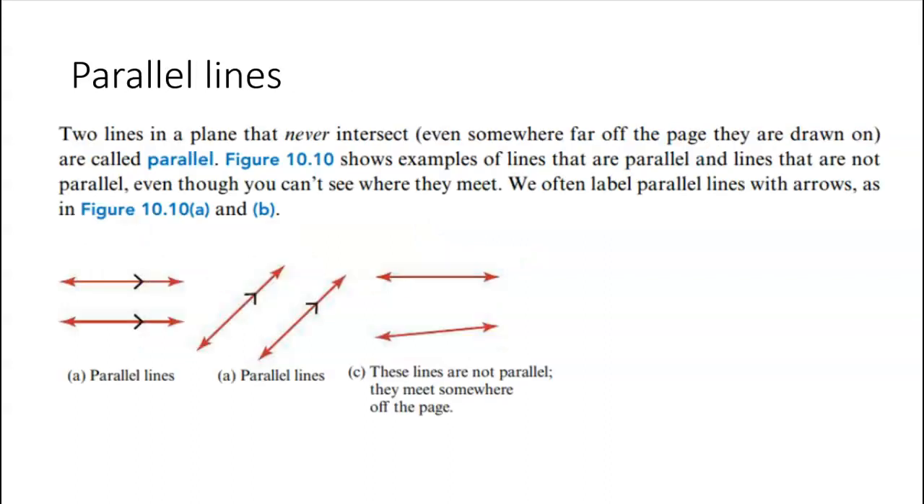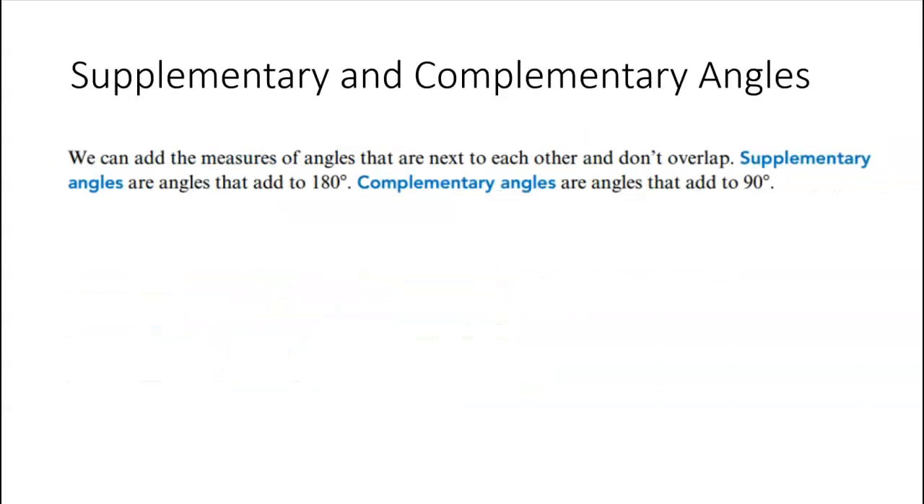We also have parallel lines. These are two lines that will never intersect, even far off the page. Parallel lines are often indicated with these little arrows. Because these two will eventually meet, these are not parallel.